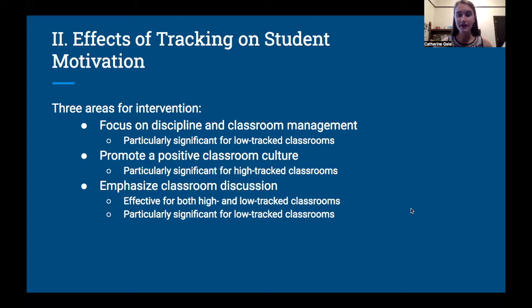So there are 3 recommended areas for intervention from Lessard and Trotwine. The first is to focus on discipline and classroom management in lower track classrooms in particular, because the level of disruption tends to be higher in those classrooms. So you tend to have more behavioral challenges there. Creating a more structured environment then helps students be able to learn better and focus better on the material. So that actually increases their motivation.